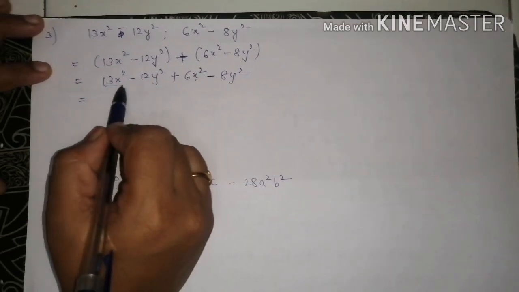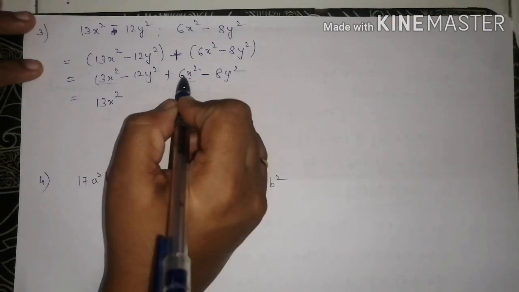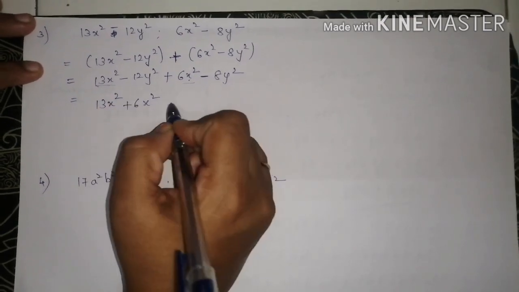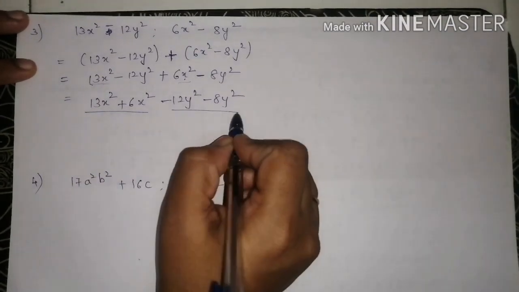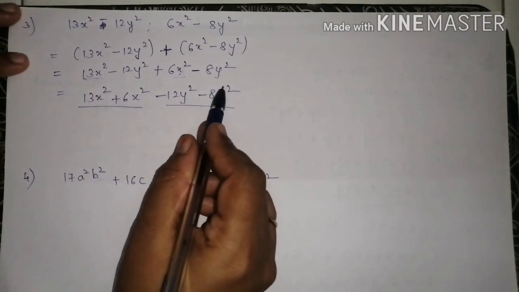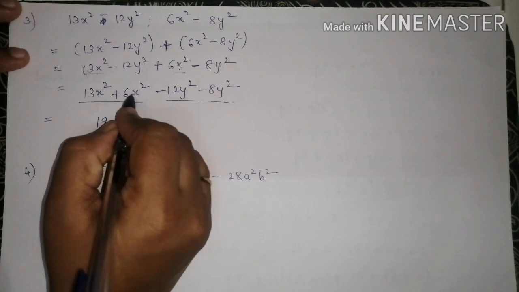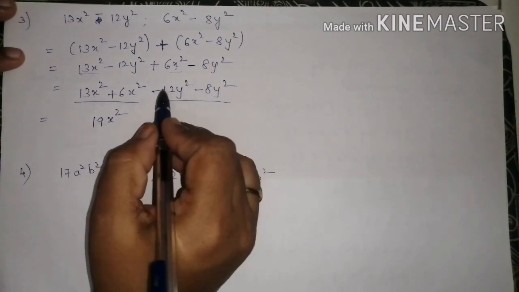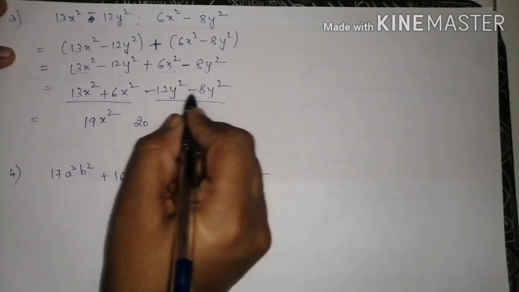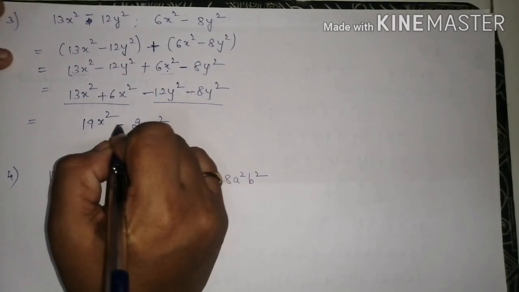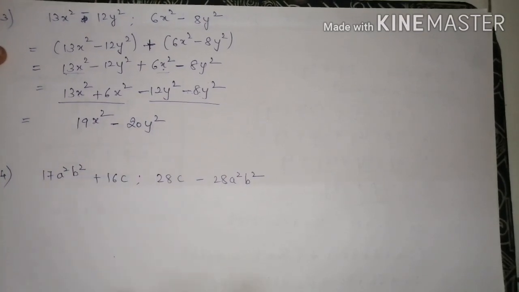x² terms are like terms, so collect them together, and y² together: 13x² + 6x² − 12y² − 8y². So we have collected the like terms together. Add the numbers: 13 plus 6 is 19. x² we write one time only, so 19x². Now here minus is plus, so we add the numbers: 12 and 8 is 20, 20y², and the sign of the greater number is minus. So the answer is 19x² − 20y².